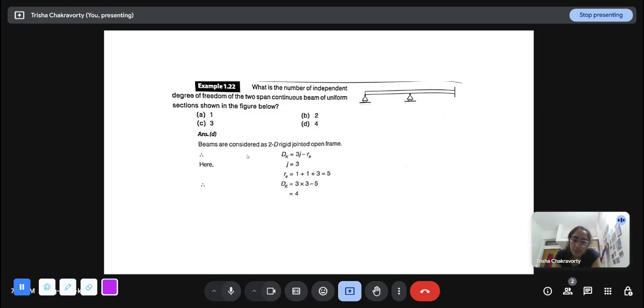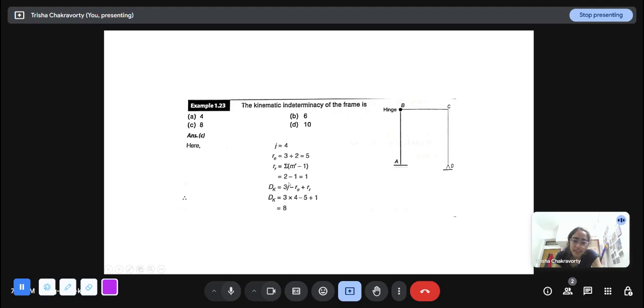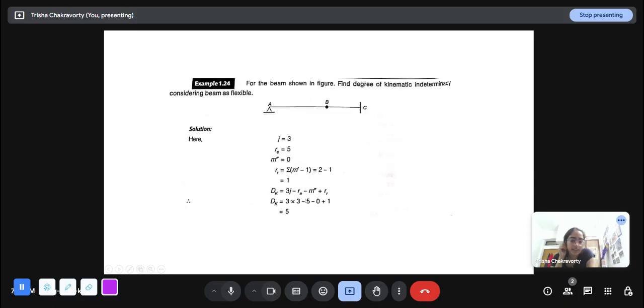This is another example where the number of joints is 3, Re is 1 plus 1 plus 3, so it's 5. Here there's a hybrid joint, like an internal hinge. So m dash is 2 because two members are meeting, AB and BC. So my RR is 1, so I add RR to this equation. This is another hybrid joint. So again RR is 1, 2 minus 1.